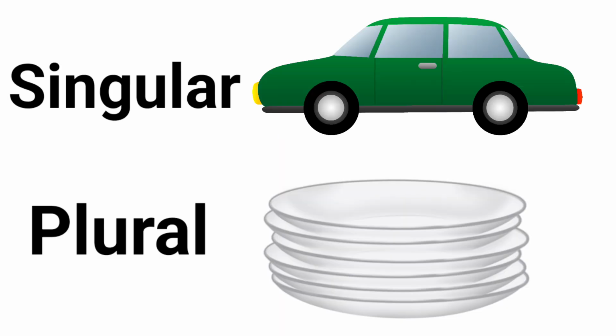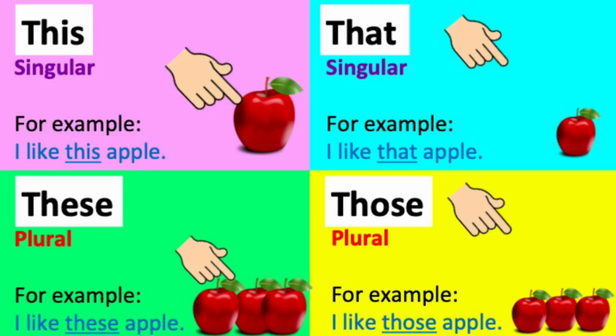Before going to the video, I am going to explain what is singular and what is plural. Singular means only one object. Plural means many objects. Now I am going to show you some examples about demonstrative pronouns.